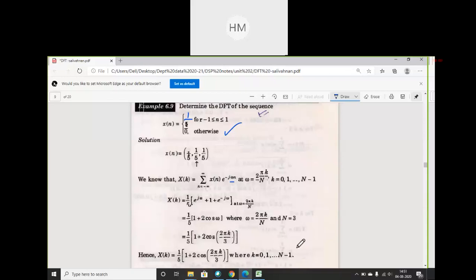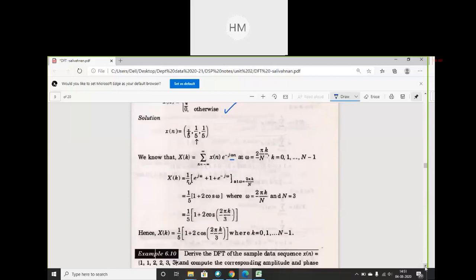Capital N is 3. 3 minus 1 is 2. Again, I will get 3 sample values of x of k. So start simplifying and tell me the answers. X of 0, x of 1 and x of 2. Do it fast.